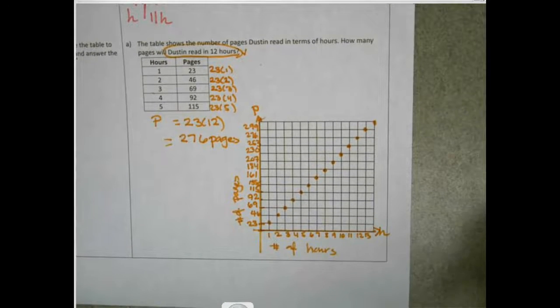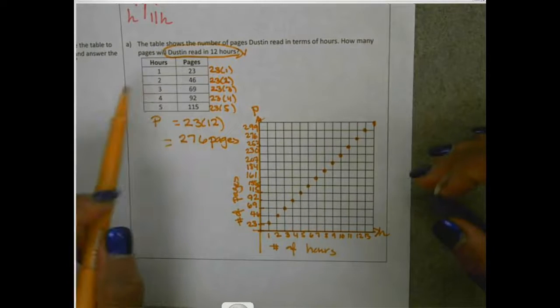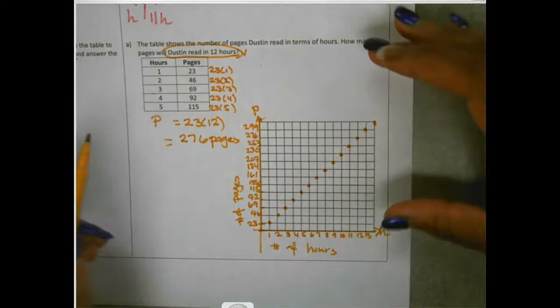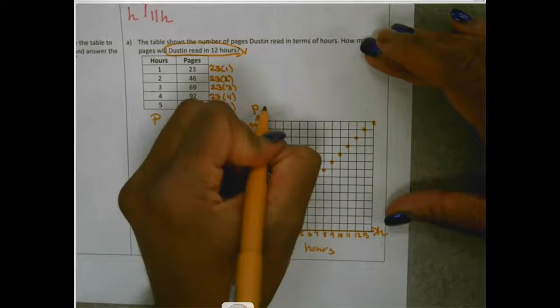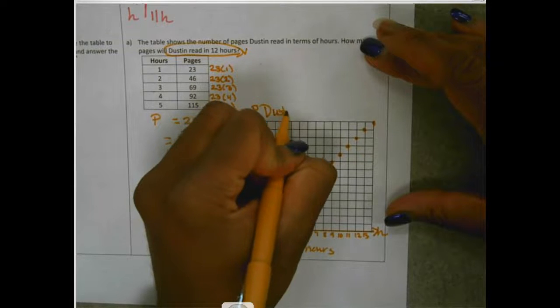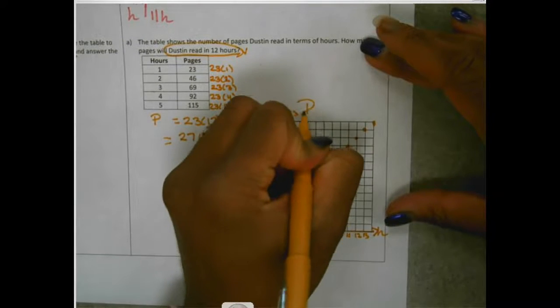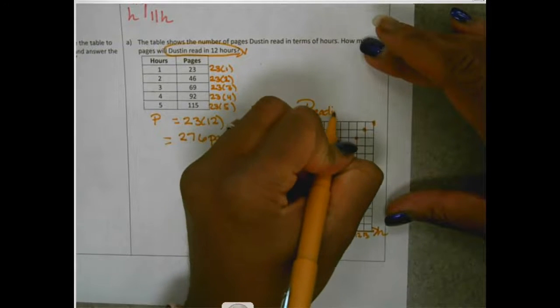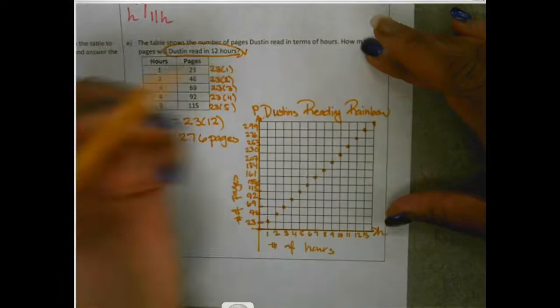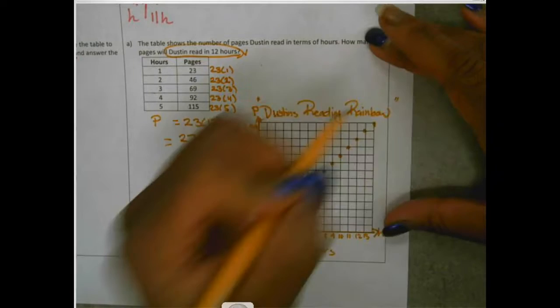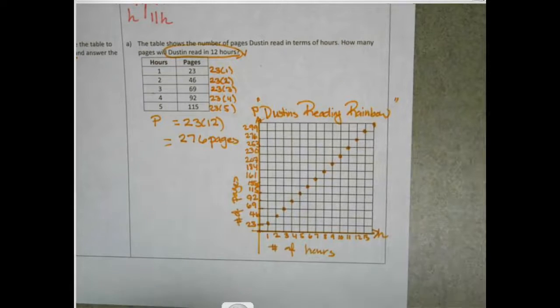All right, what do I need left? I need a title, and then I'll be good to go. What are we talking about? Dustin reading a book? Yeah, I'm not as creative for this one. Dustin's reading "Rainbow." That's all I got, guys. I'm going to put quotes in it so it looks official. And that's it for your lesson today.